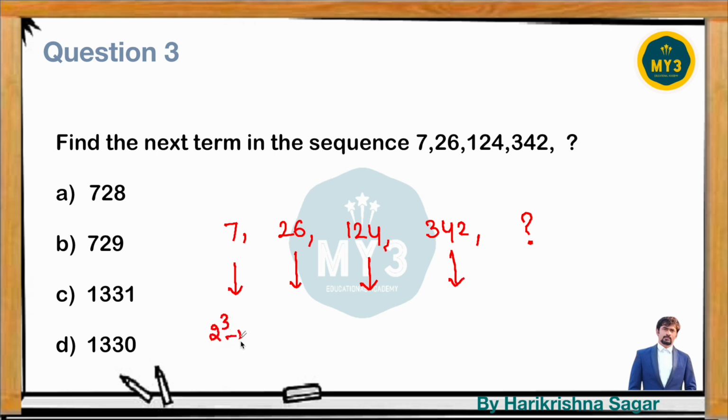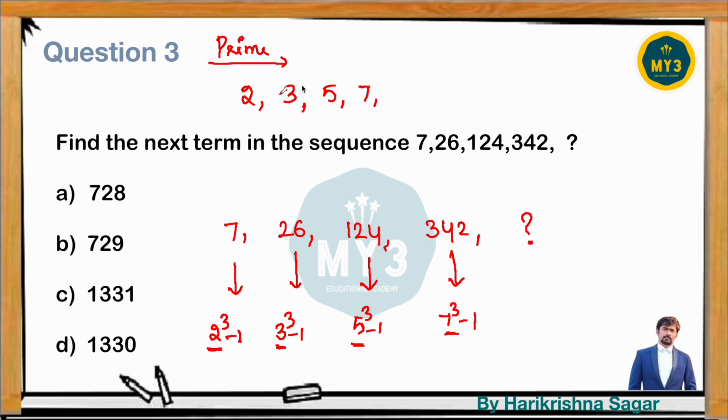What are these numbers? 2 cube minus 1, 3 cube minus 1, 125 is 5 cube so 5 cube minus 1, and 343 is 7 cube, so 7 cube minus 1. So we see 2 cube minus 1, 3 cube minus 1, 5 cube minus 1, 7 cube minus 1. So 2, 3, 5, 7. What are these numbers? These are actually prime numbers.